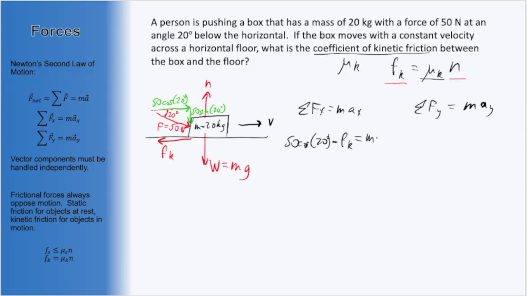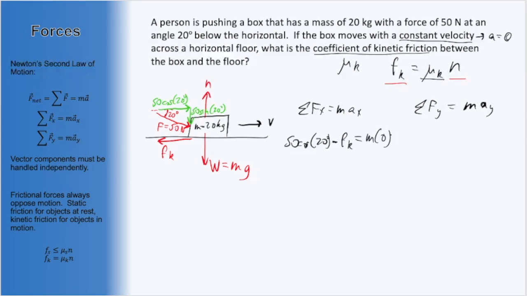Now let's think about this. Do we have an acceleration in this problem? We don't have a number from the word problem. However, keep in mind that this box is moving at a constant velocity. Whenever we have a constant velocity, that means that our acceleration is equal to 0. So we could go ahead and plug in acceleration in the x direction is 0.